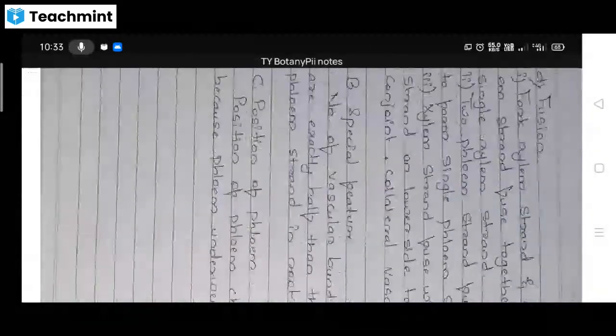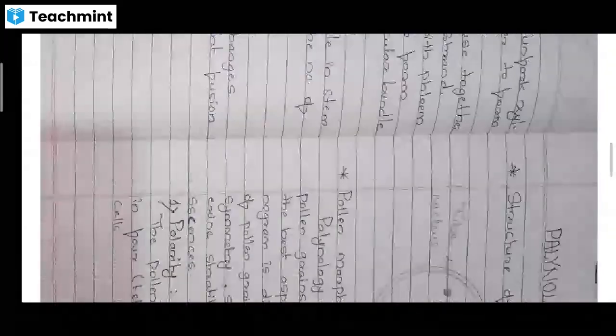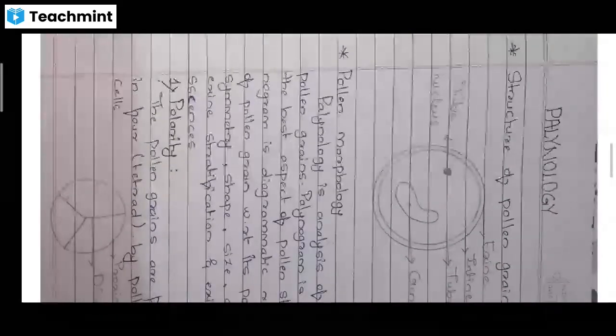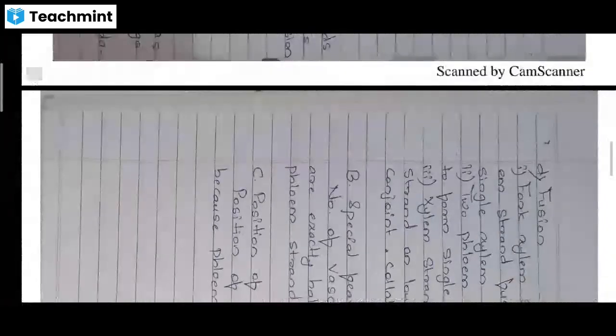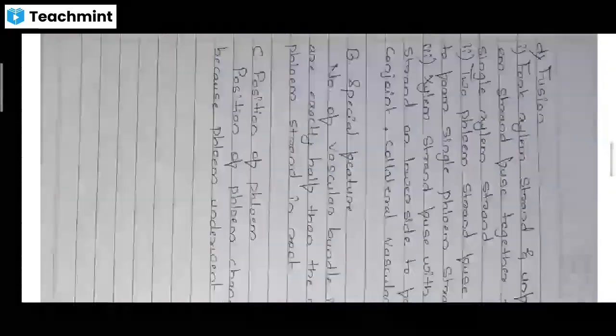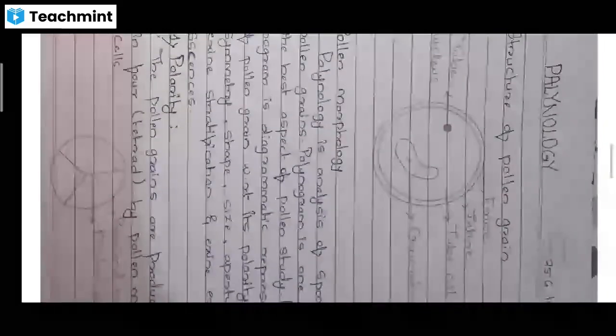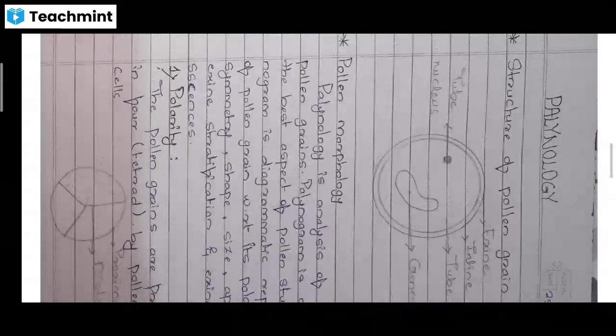In the last lecture, we discussed the third unit in environmental botany, covering different aspects of environmental issues. Today we start the fourth and last unit in this paper, that is palynology. Palynology means the study of pollen grains and its different aspects. In the palynology unit, the first point is the structure of pollen grains.